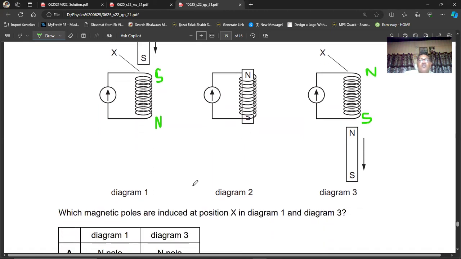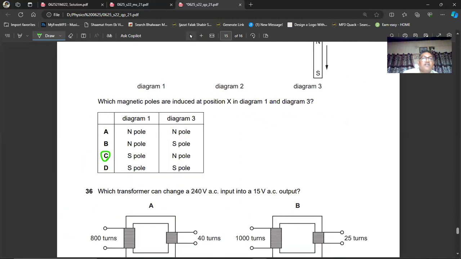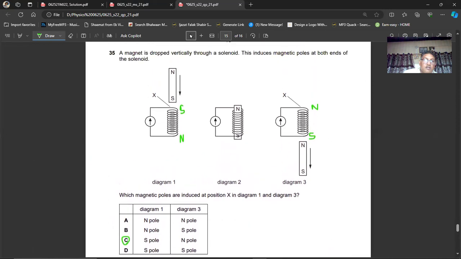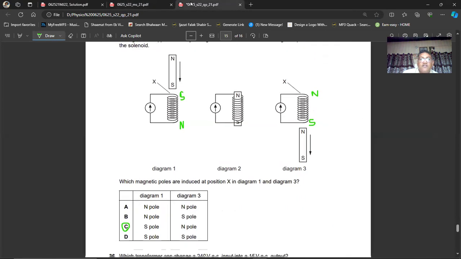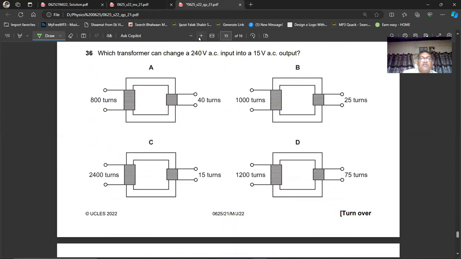So what is south north, south north, south north, south north? So I think C is the choice. So let me reduce so you can see the whole thing together. So I think question number 35, C is the answer. That is right. Okay, so we are going to the next question, and that is question number 36.